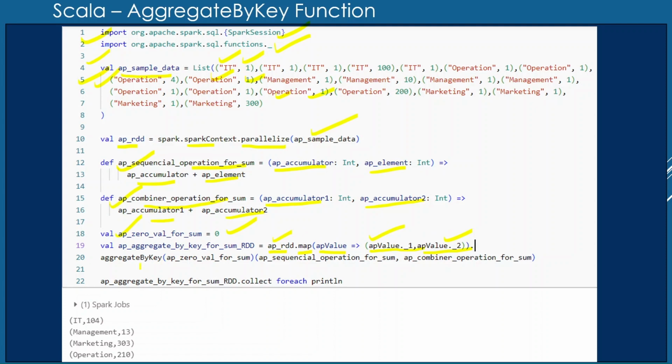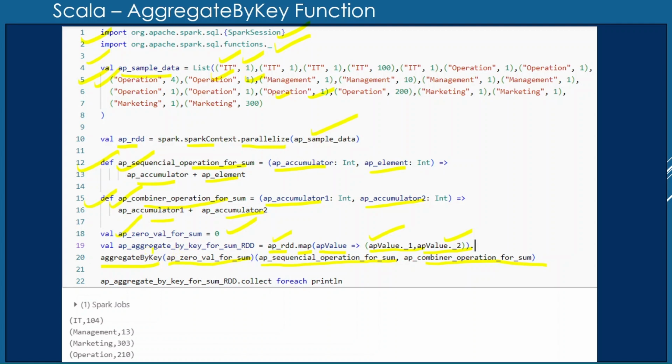On top of that, I'm just calling this aggregate by key function, and we are initializing the accumulator for each and every key with the 0 value. And this is the first function which I am calling. This is nothing but sequential, which we have defined here, and another is the combine operation, which we have defined here.